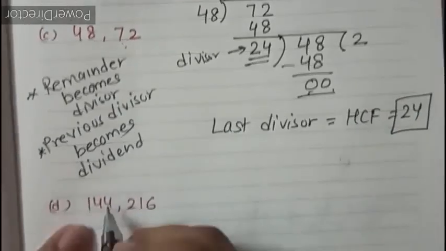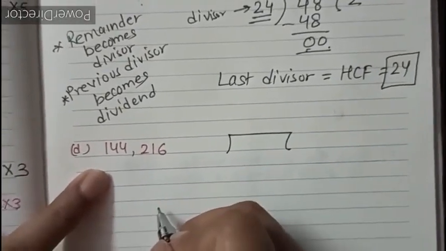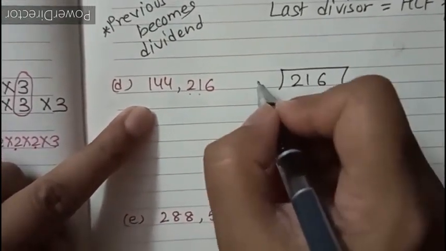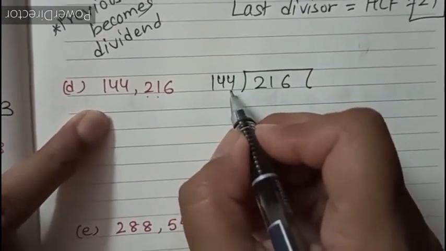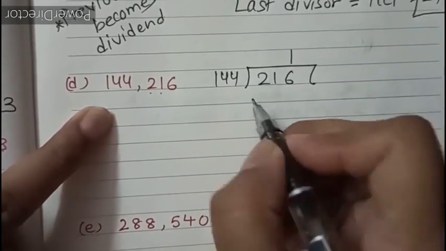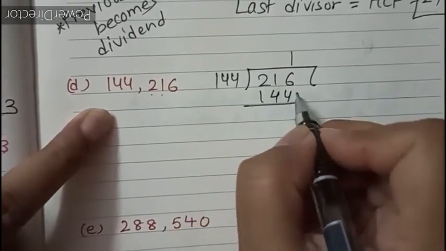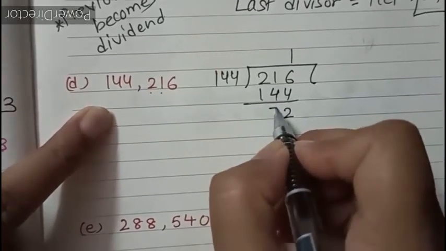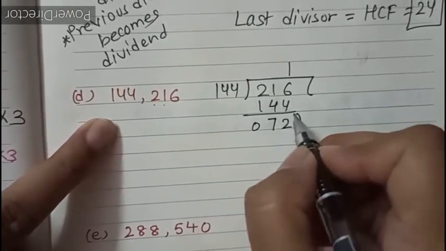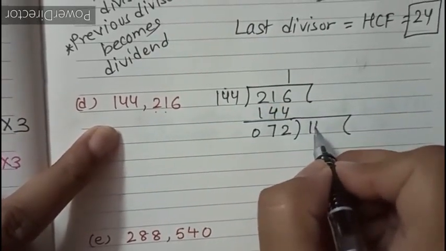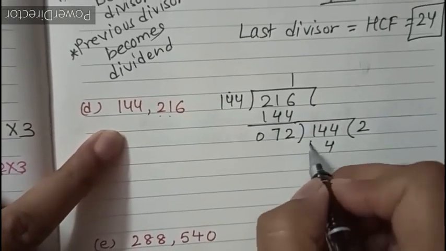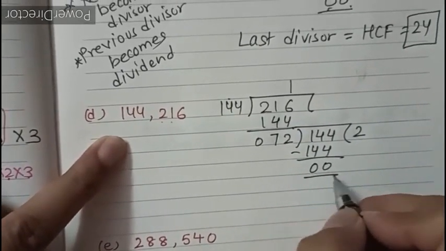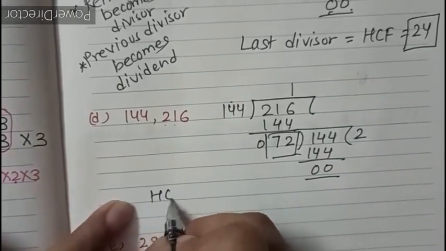Let's take another example. We will draw the symbol, larger number inside, smaller number outside. Now 144 2 times is 288. That means it will go by 1, 144. How much is left? 11 minus 4 is 7. Now this 144 will come inside. Let's divide. 2 times 2 2s are 4, 2 7s are 14. So the last divisor is 72. HCF is 72.